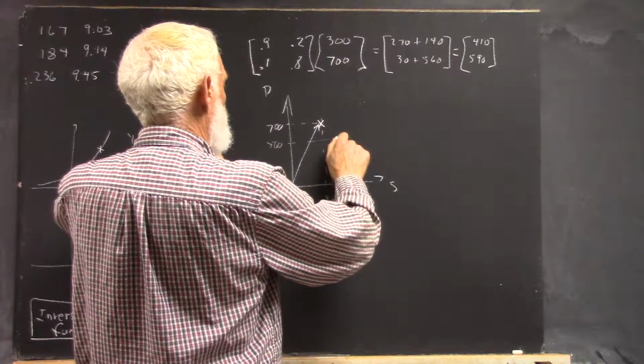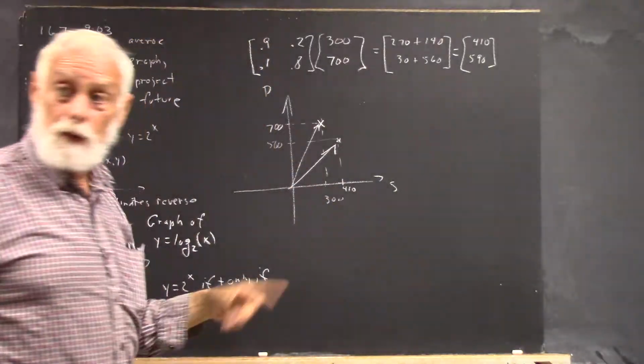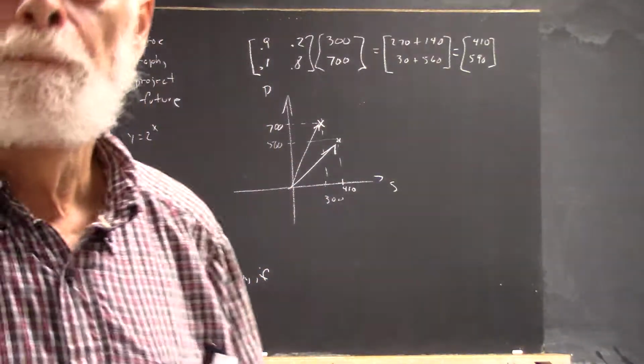So that this point is going to be like here, and you're going to have this. And there's your population vector.